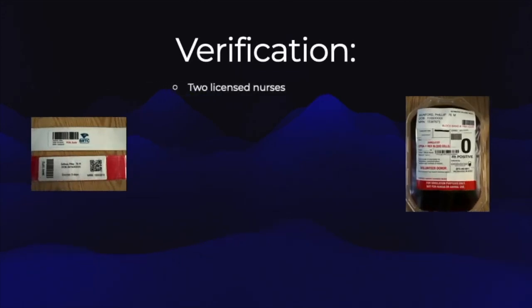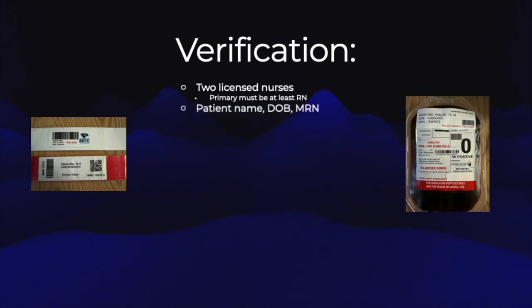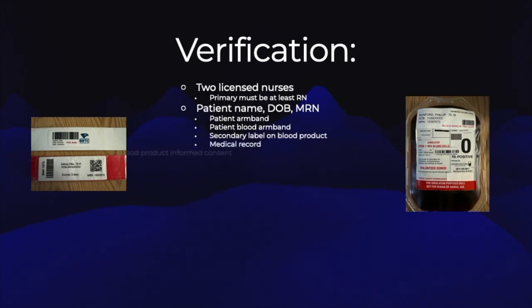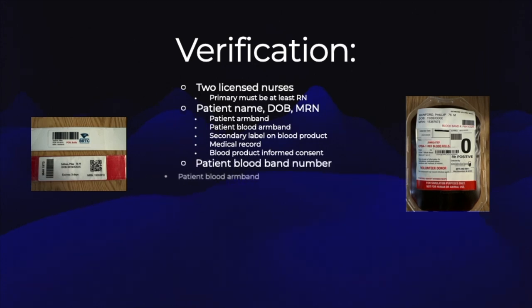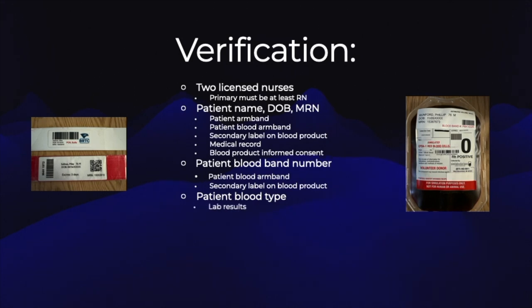We need 2 licensed nurses, with the primary nurse being at least an RN. The patient's name, date of birth, and medical record number, which can be found on the patient's armband, the blood band, the label on the blood product, the medical record, and the blood product informed consent. The patient's blood band number can be found on the patient's blood armband, and on the label of the product if there is a secondary label. The patient's blood type can be found in the lab results. The unit's blood type will be displayed on the unit. The blood donor number will also be displayed on the unit.